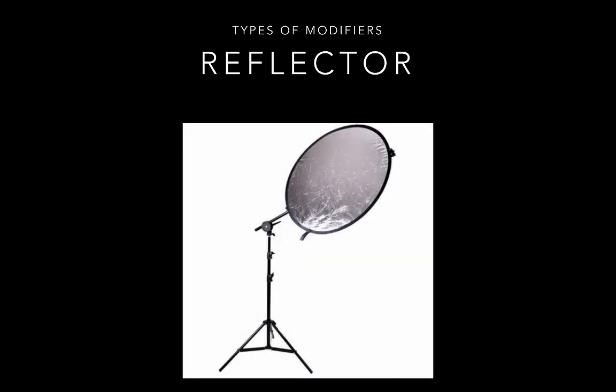This is the stand. If you don't have an assistant that works with you, buy one of these stands. It's very, very inexpensive, 30, 40 bucks, maybe 50 bucks for a really nice one, and it will hold that reflector where you need it to be held.